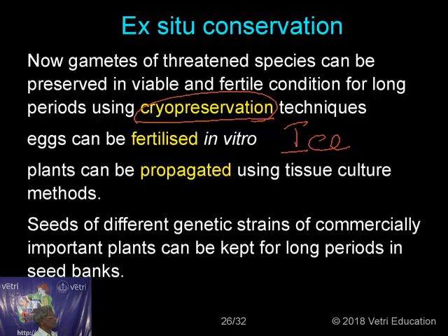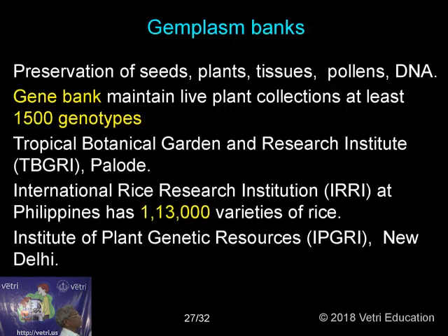Eggs can be fertilized in vitro. Plants can be propagated using tissue culture methods. Seeds of different genetic strains of commercially important plants can be kept for a longer period in seed banks. So that's a very important aspect of cryopreservation. As I was telling you, when you have some seeds that have to be preserved, you put them in minus degrees, in a very chilled condition, and this is a successful method of preservation. By this method also we can conserve.